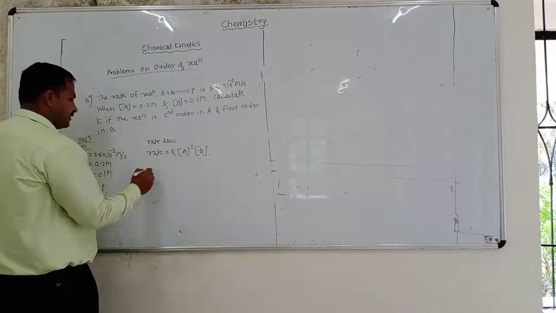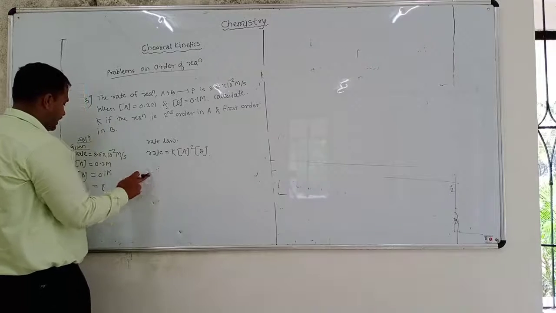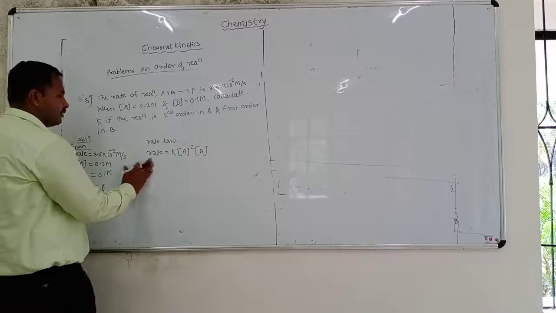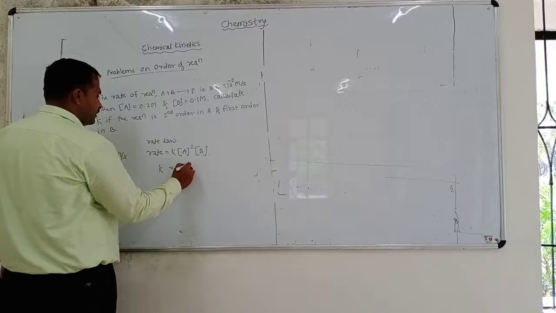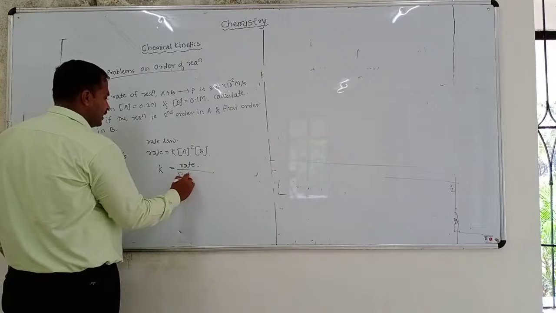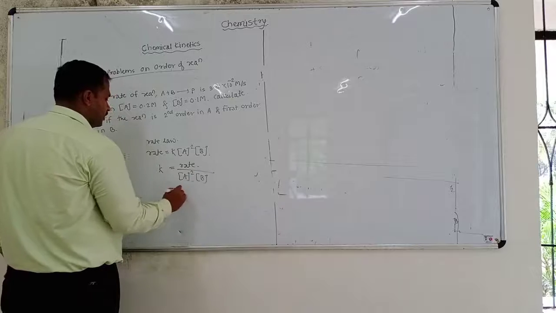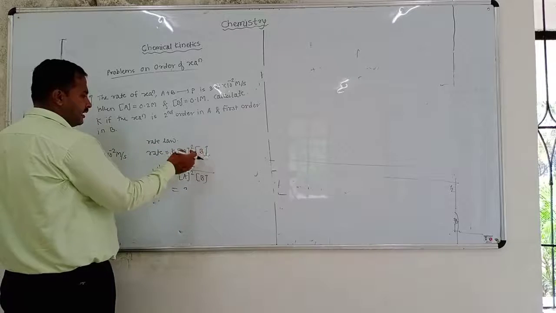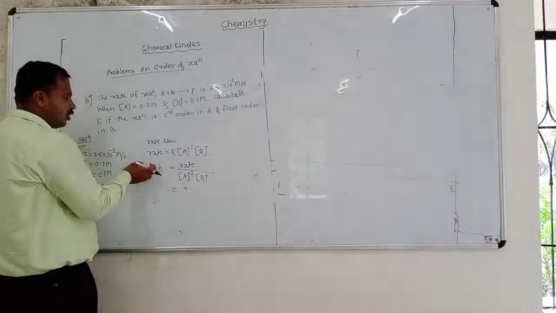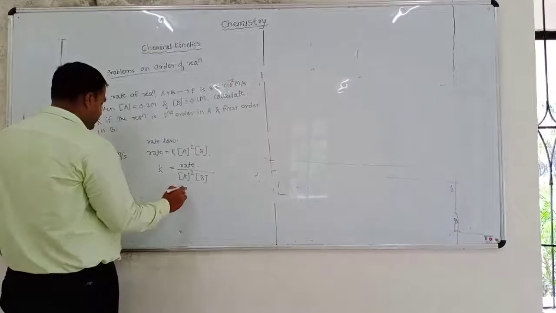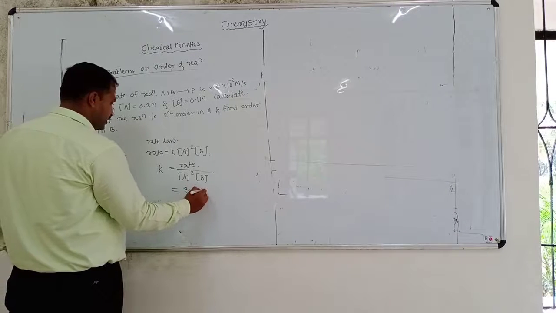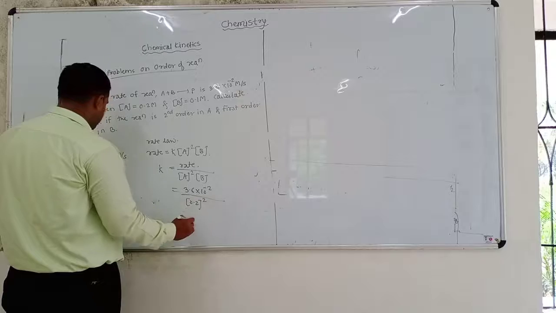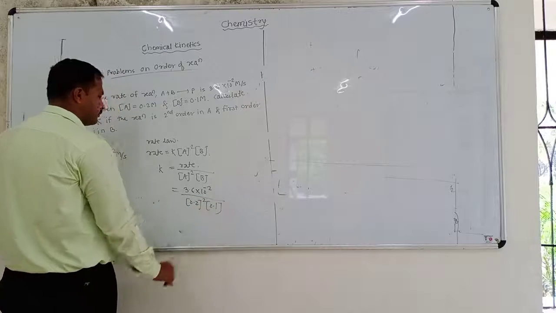Simple, just put in each value. We know the equation; the rate is given, concentration of A is given, concentration of B is given. So K is equal to rate divided by concentration of A squared into concentration of B. The rate is 3.6 into 10 raised to minus 2. Concentration of A is 0.2 squared. Concentration of B is 0.1.